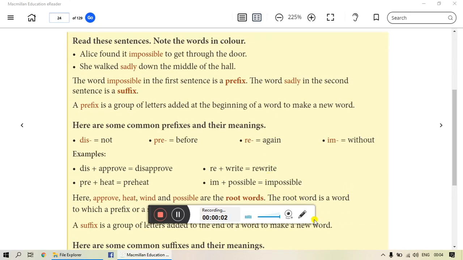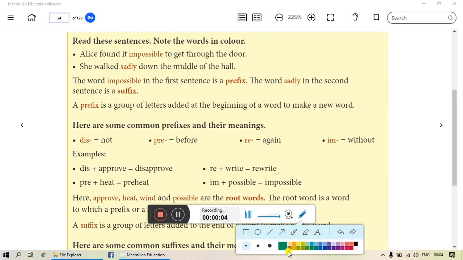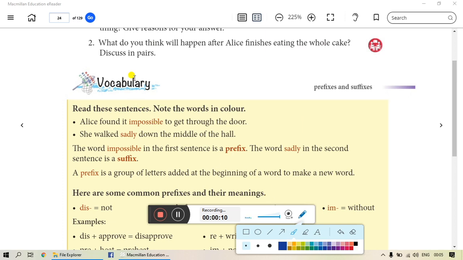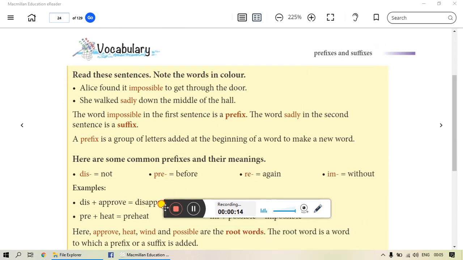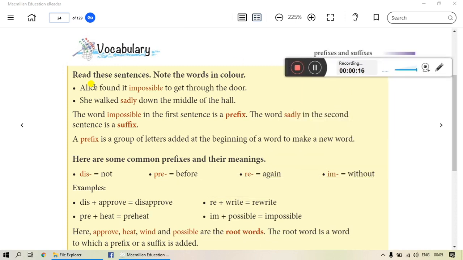Students, come to page number 24 so that we can discuss the exercise part, the vocabulary section. We'll discuss this. So come to this section. Read these sentences, note the word in color. Okay. Alice found it impossible to get through the door. She walked sadly down the middle of the hall.